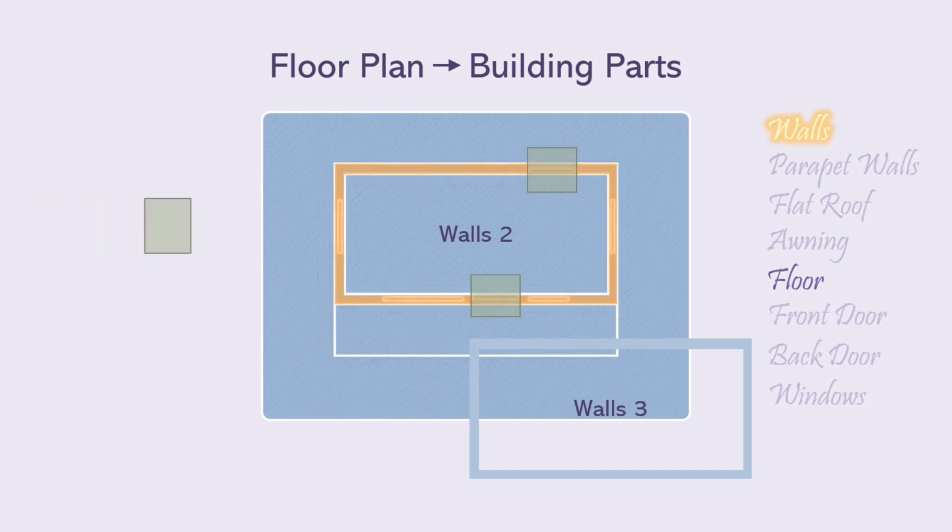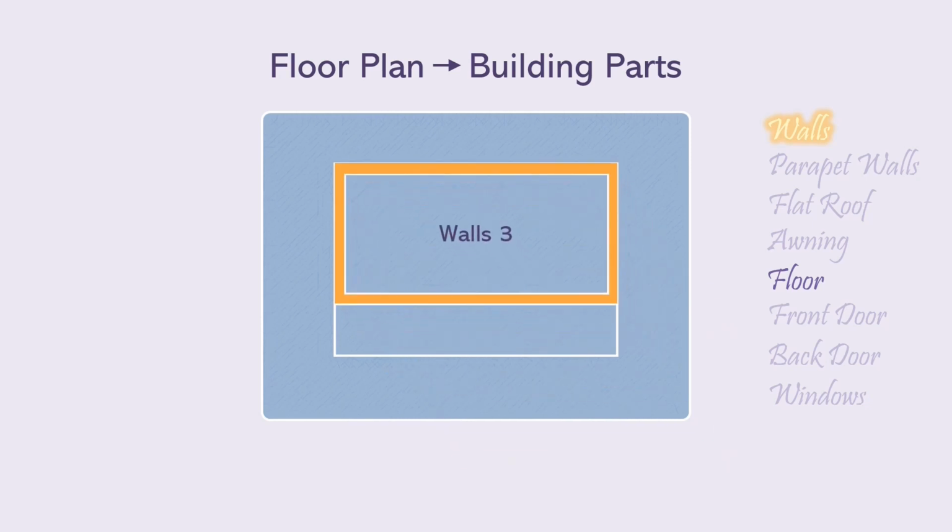Add cutouts for the windows too. Use the Subtract Shapes tool to make the cutouts. The top wall part does not have any cutouts. Make sure the wall sections are properly aligned.